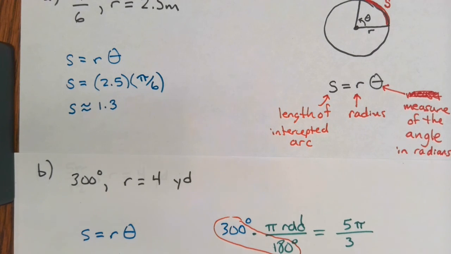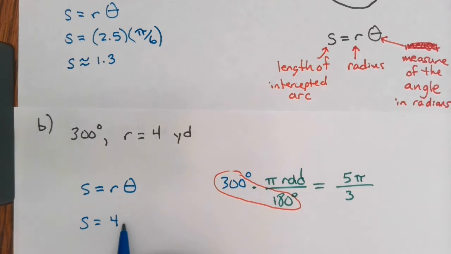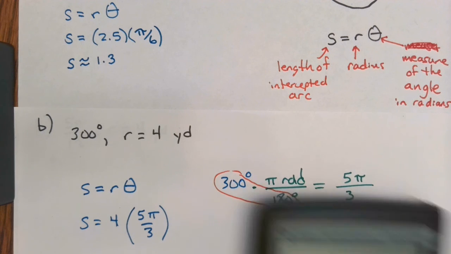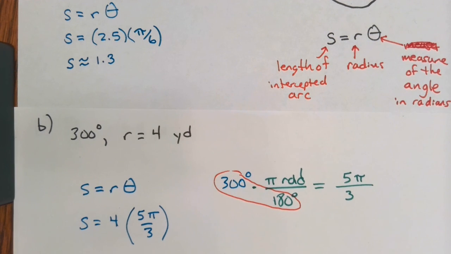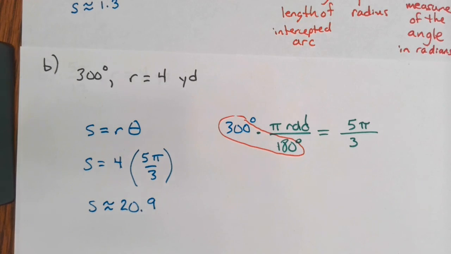So now I'm ready to plug this into my formula. I need to do our radius 4 times our angle theta in radians. So I'm going to multiply that by 5 pi over 3. So we just take that and throw that into our calculator. 4 times, I'm going to do 5 times pi using my pi button divided by 3, and then round that off to 1 decimal place. And we get about 20.9 for that. So the intercepted arc on this one is approximately 20.9 yards if you were going to include your units on that.